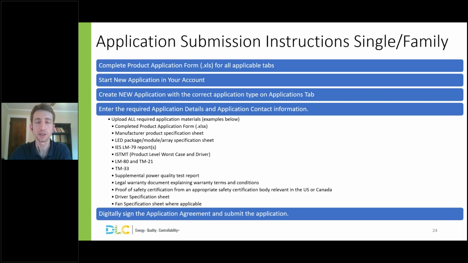So starting a new application is fairly similar to the process prior to the August 2nd launch of the new system. However, as I mentioned, and as Bernadette mentioned, the application types are slightly different. Within the application, there are sections where the submitter can upload the required and optional documentation, and some of those are listed out here in the bulleted format. And then lastly, prior to submitting, an application agreement will pop up, which will require you to electronically sign.